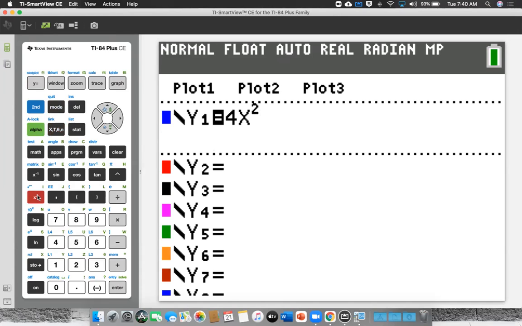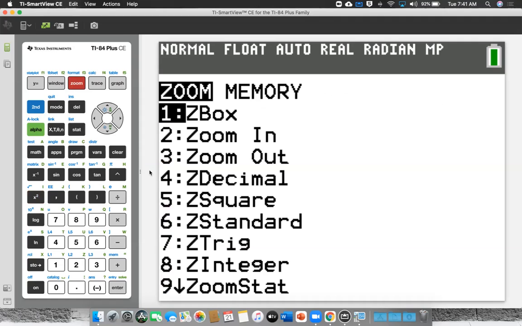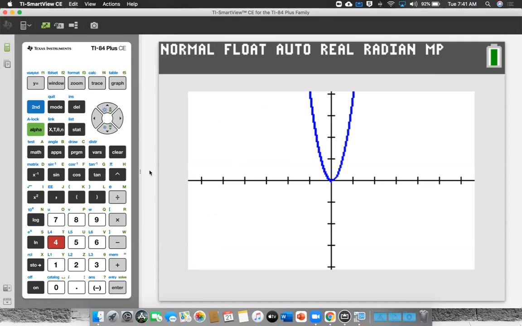So we're telling the calculator, that's what I want you to graph. And then you're not going to go to graph. You're actually going to go to zoom. Zoom is the button top row in the middle. Go to zoom, and then go down to decimal number 4. Zoom decimal, number 4. Hit 4 or go down to 4. And that's the graph there. It'll give you the graph there.